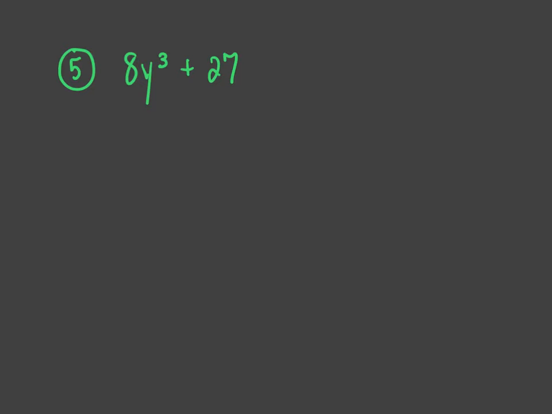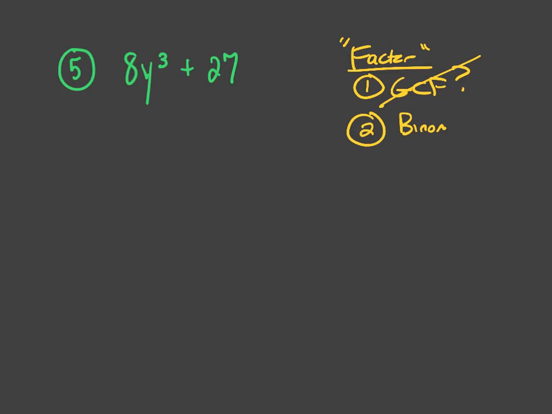Number 5, 8y cubed plus 27. Greatest common factor, 8 and 27 don't have anything in common. Second, it's a binomial. And again, we've got this plus in the middle, so it wouldn't be difference of squares, it wouldn't be difference of cubes, but it could be sum of cubes. I'll put a question mark on that. So sum, it definitely is.